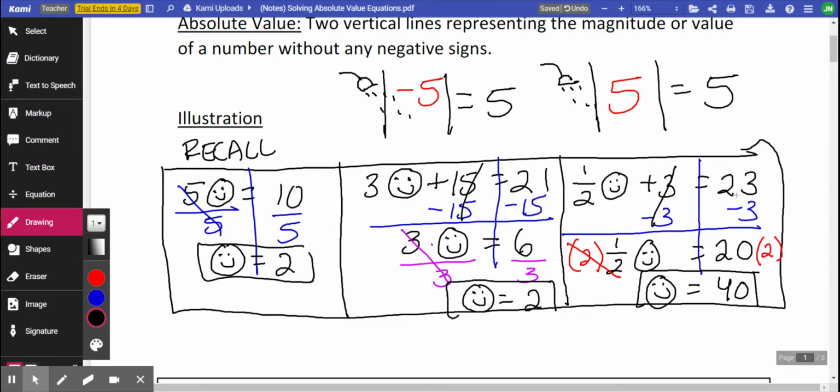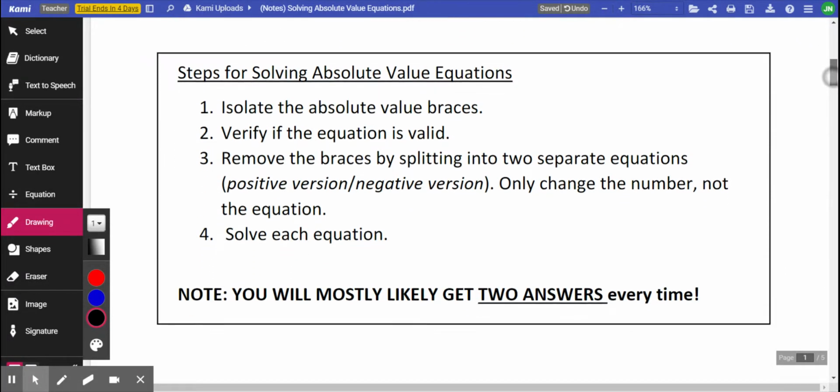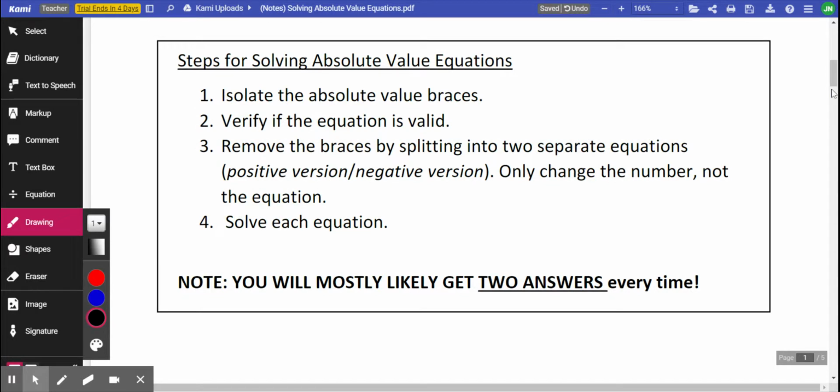Now, this is all going to come into play in a minute, because you're not really going to learn anything that you haven't learned in the past. All you're going to be doing is learning the steps for how to solve absolute value equations. Everything else you already know. So, step 1, first thing you need to do is isolate the absolute value braces. The same thing that we just did with the happy faces, getting the happy face by itself, we're going to be doing with the absolute value braces, right? That's the absolute first step. Get the absolute value symbol by itself.